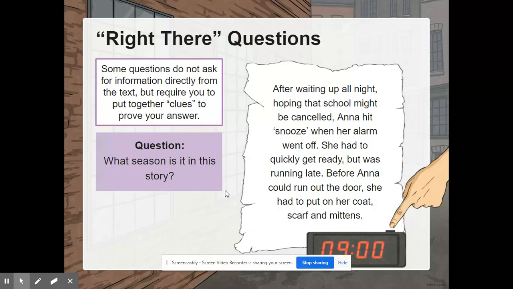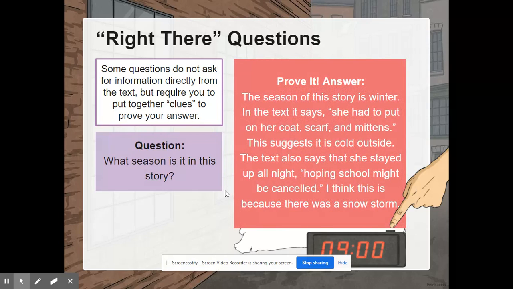Some other types of questions are where you can find the information in the text, but you do have to put some clues together. Like this one, what season is it in the story? So let's look. After waiting up all night, hoping that school might be canceled, Anna hit snooze when her alarm went off. She had to quickly get ready, but was running late. Before Anna could run out the door, she had to put on her coat, scarf, and mittens.